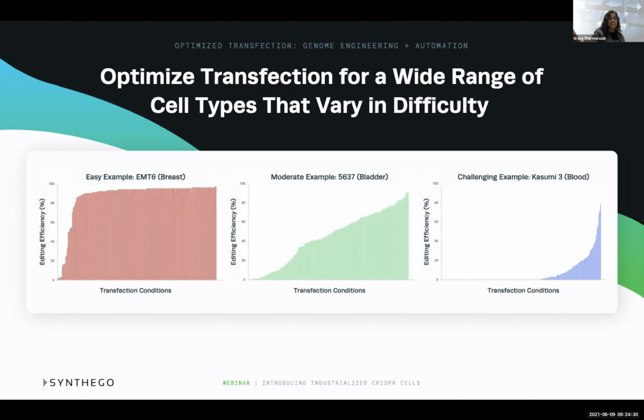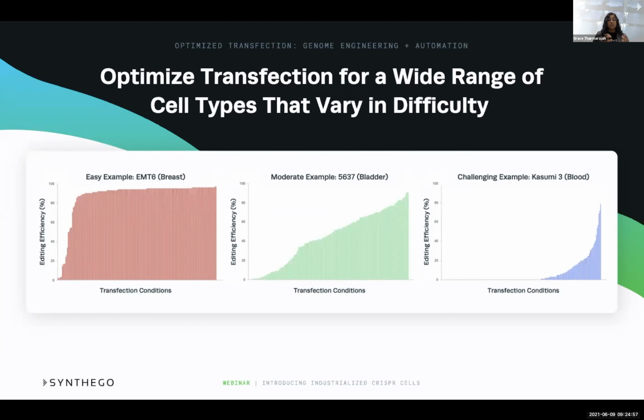Let's take a closer look at this. A single guide was used to generate the values that you're seeing here for the editing efficiencies. It's associated with a knockout. As you can see on your far left, EMT6 is a fairly easy cell to edit, so the majority of the transfection conditions that we used worked well. In contrast, Kasumi3 is a more challenging cell line to edit using that same guide.